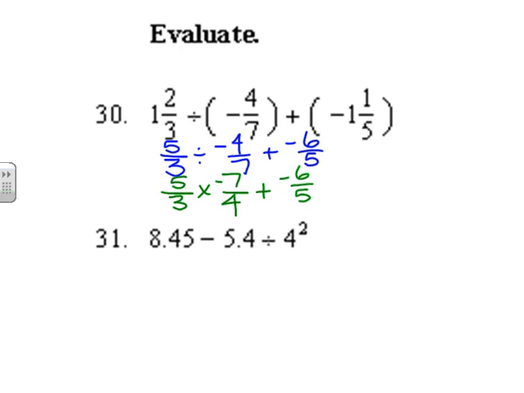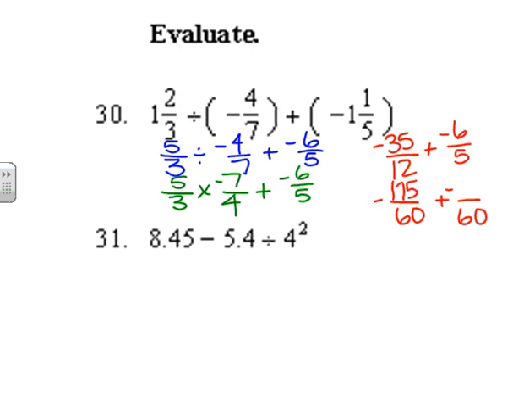5/3 multiplied by -7/4 is going to give us -35/12. And we're going to copy over the -6/5. We need to get common denominators, which is 60. And then when we rewrite them, we're going to have -175/60 plus -72/60, which is going to give us -247/60. Last step, we need to change that back into a mixed number. So we get -4 and 7/60 as the answer.